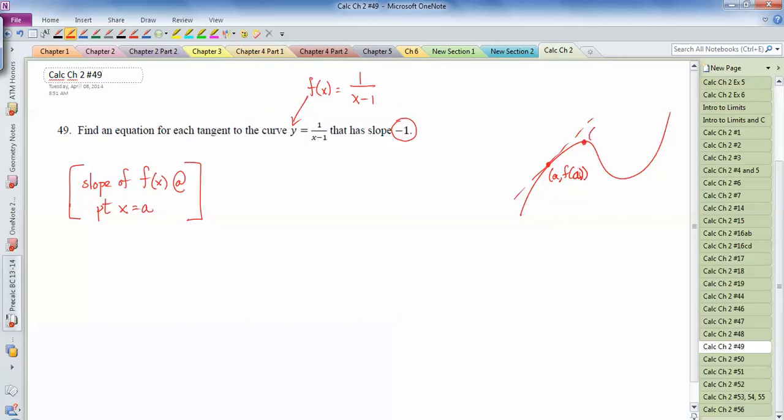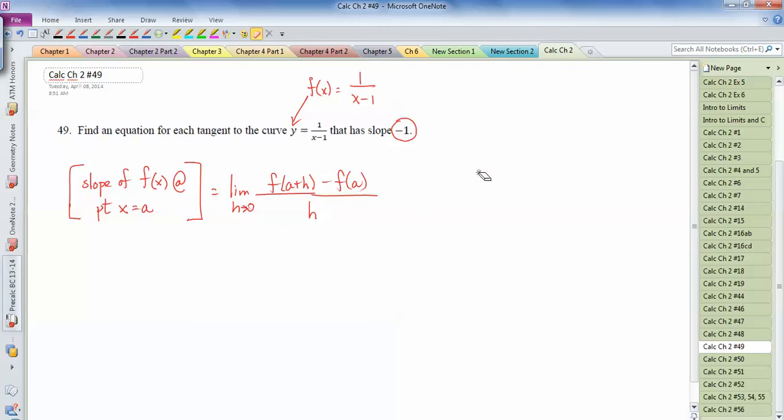Pick a point near it, call it a plus a little bit, f of a plus a little bit, and then you draw the secant line through that. So the slope of the secant line is f of a plus h minus f of a all over a plus h minus a, which is just h. And then the way to turn the secant line into the tangent line is make h turn into 0. Okay? So this is our general slope at any point a. So I can give you any x value I want, call it a, and then plug that in and I'll get my slope. And we want the slope to be negative 1.